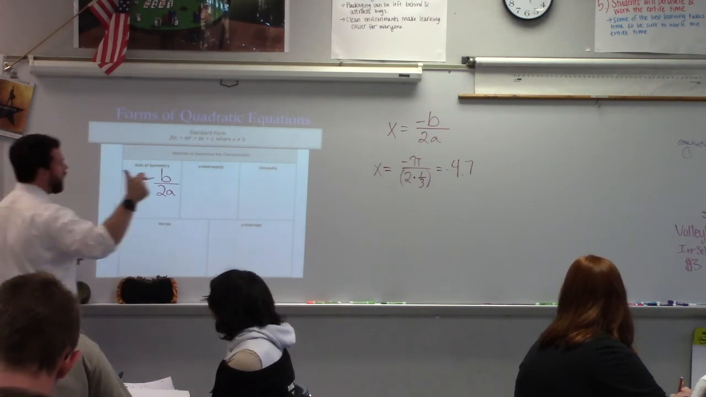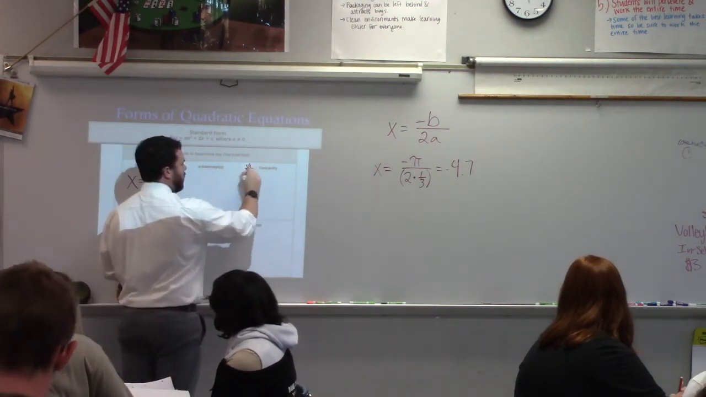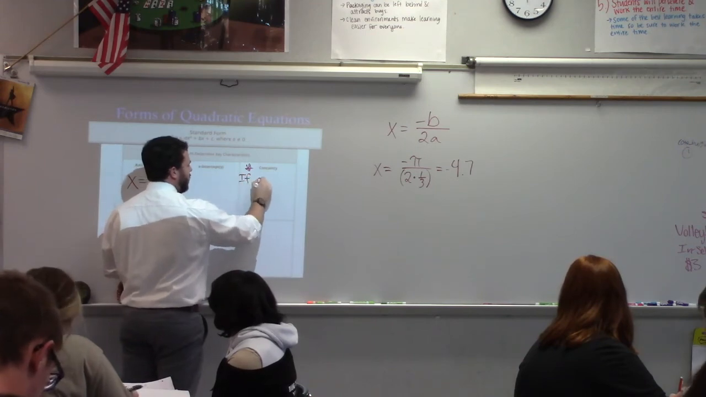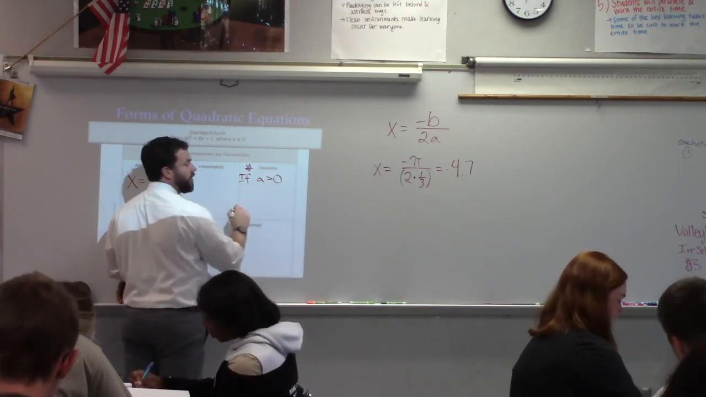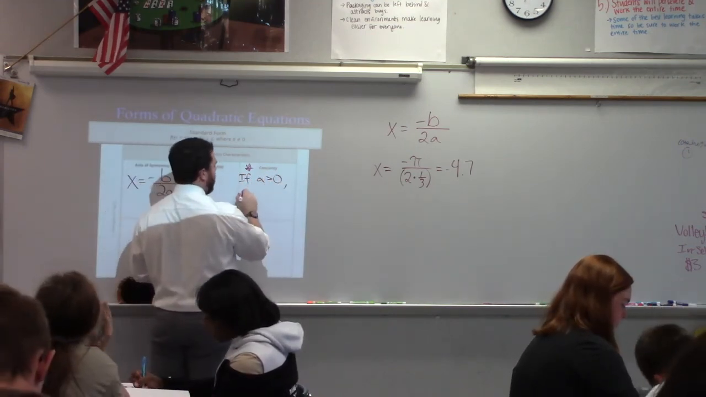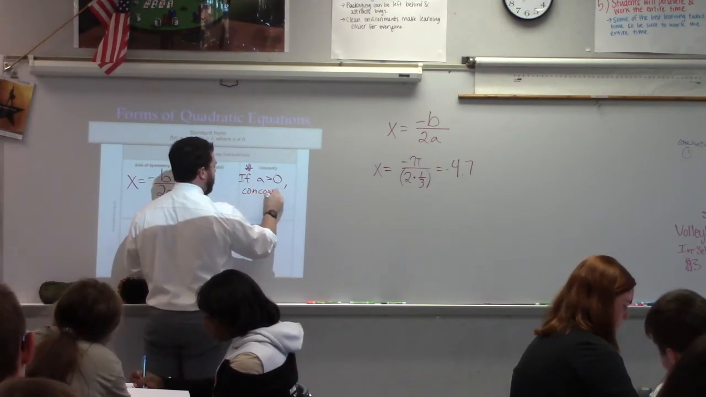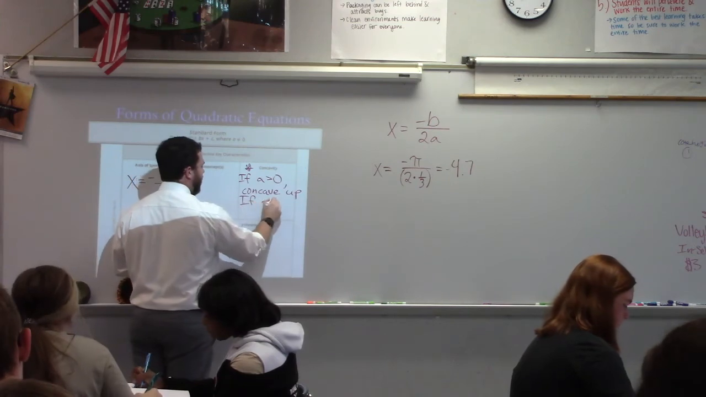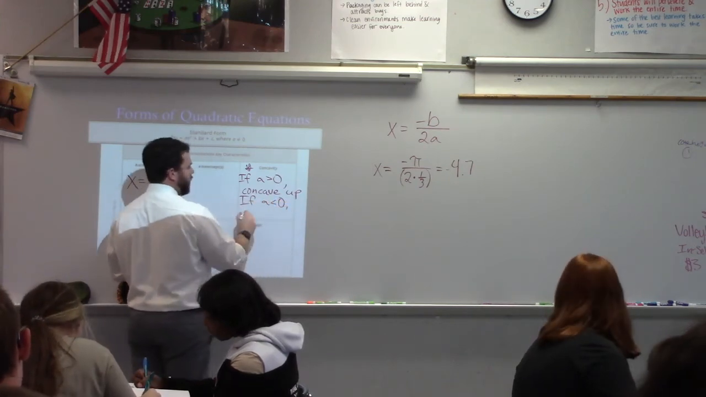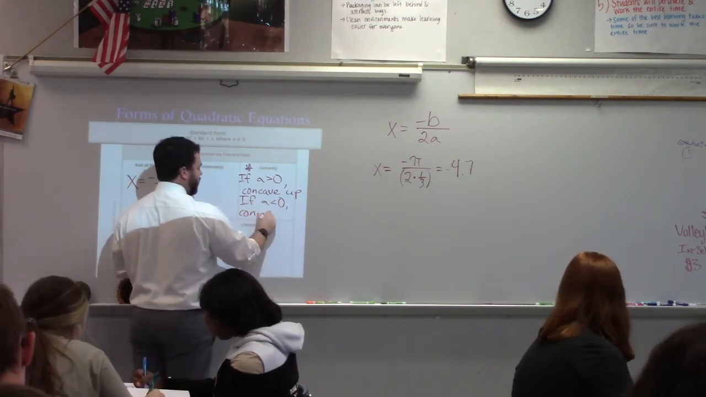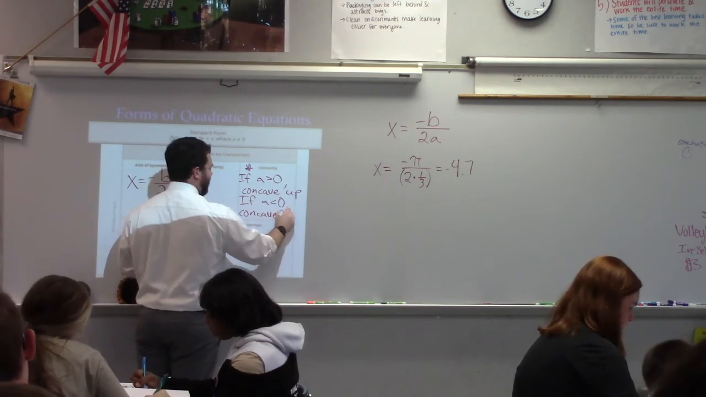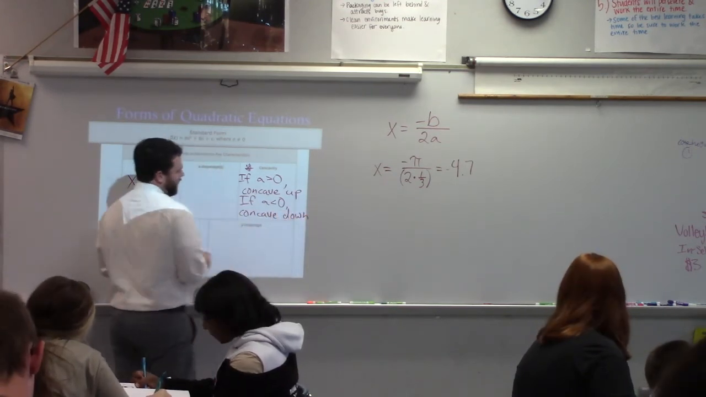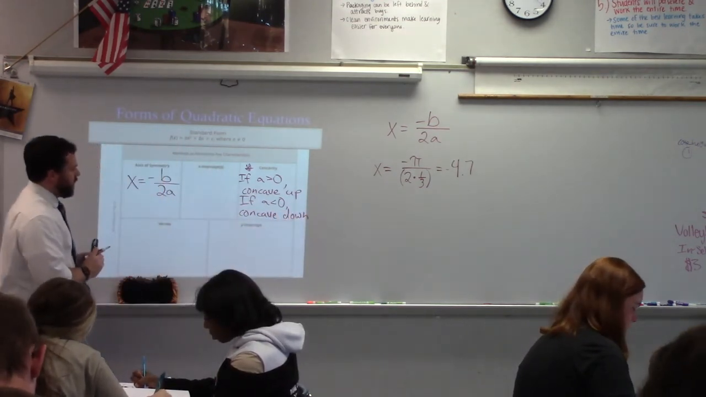Concavity. How do I know concavity? The sign of a. So if a is greater than 0 or positive, we're looking at concave up. Up like a cup. If a is less than 0 or negative, concave down, like a frown. I've always said like a frown, but you can say to the ground if you want. All right.